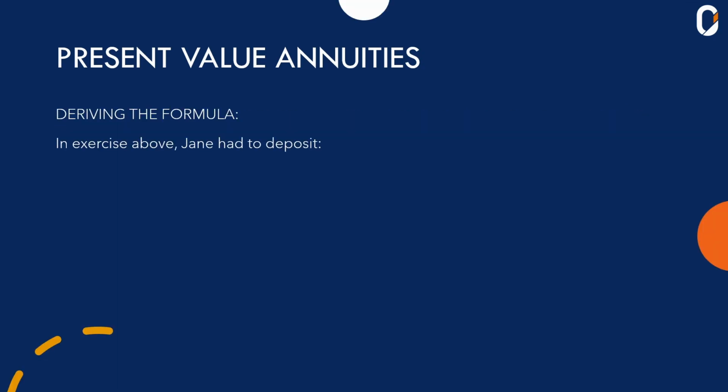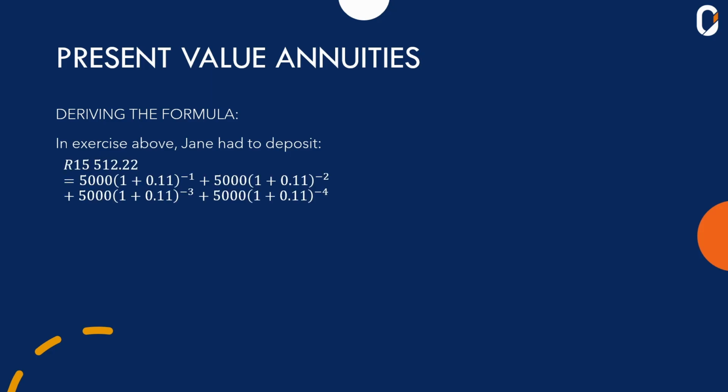Again, in the exercise above, Jane had to deposit 15,512.22. That is 5,000(1 + 0.11)^-1 up until 5,000(1 + 0.11)^-4. And again, if we look at this now, we can notice that this is a geometric series with a constant ratio (1 + 0.11)^-1. But this time around, the constant ratio r will be less than 1.